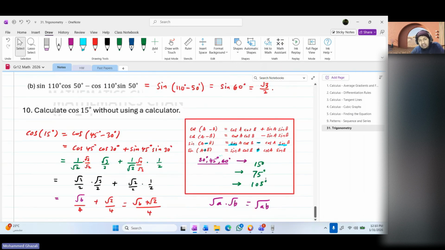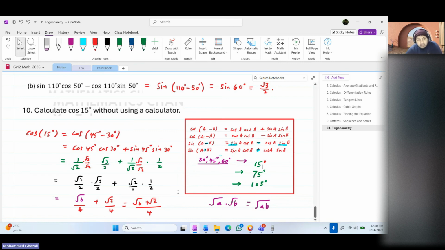Now you can work out any one of these angles with either sine or cos, whether it's 15 degrees, 75 degrees, or 105 degrees, all created from the special angles 30, 45, 60. I didn't put 0 and 90 there because it's not important.